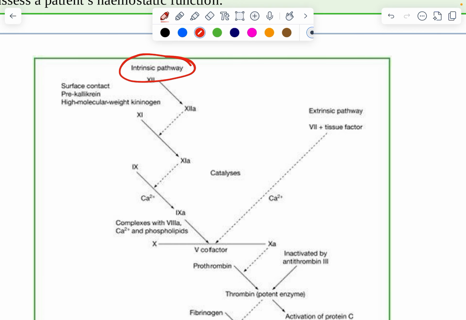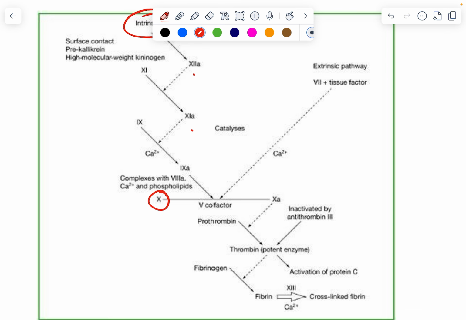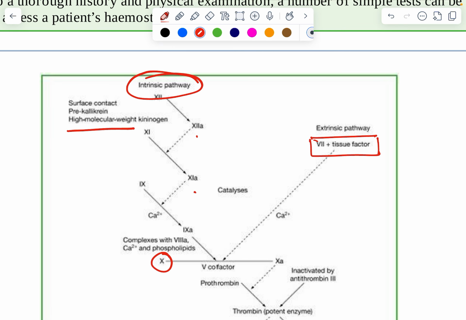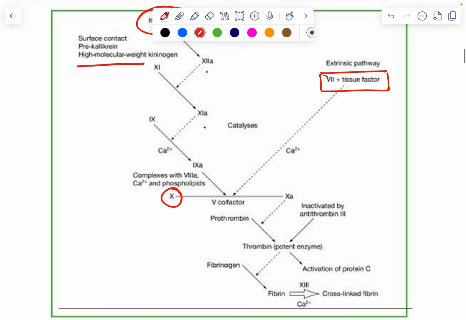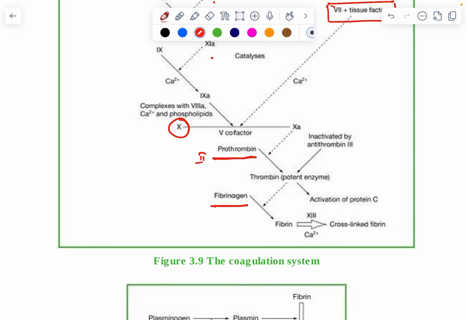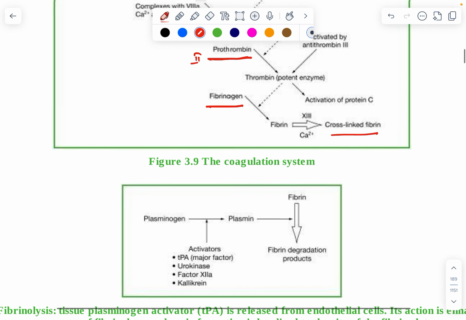So this is the intrinsic and extrinsic pathway. The intrinsic pathway starts from factor XII to XI, IX, and finally factor X. This is the common pathway. The extrinsic pathway is by the tissue factor, from the subendothelium. Here factor X is activated to Xa, which stimulates prothrombin, factor II, to form thrombin. Activated thrombin acts on fibrinogen to convert it to fibrin, which is then cross-linked to form insoluble fibrin.